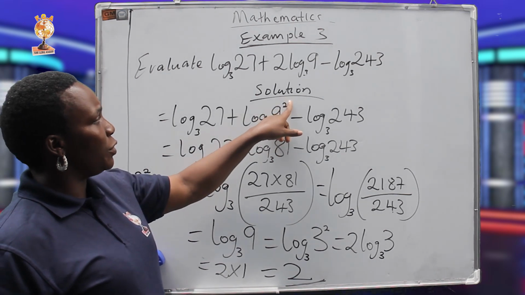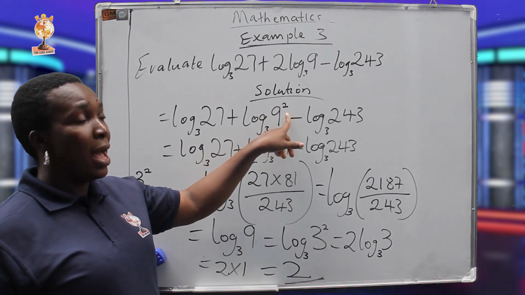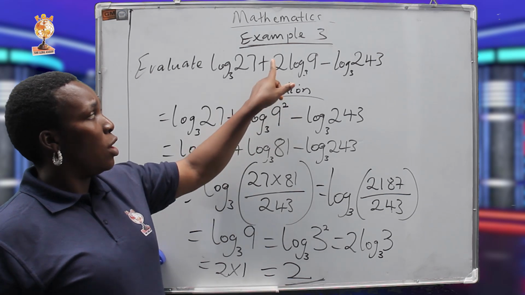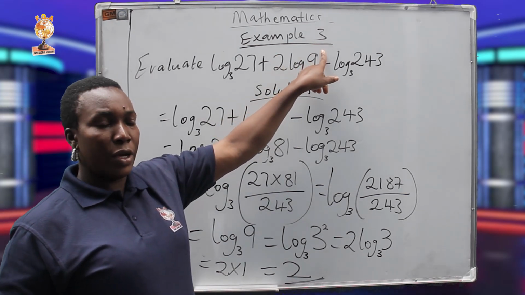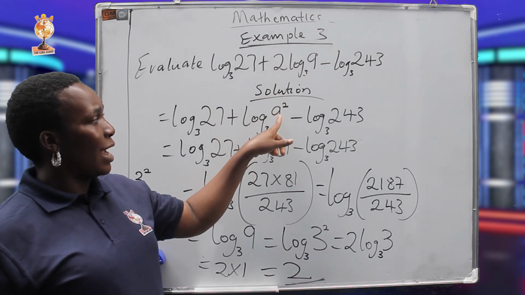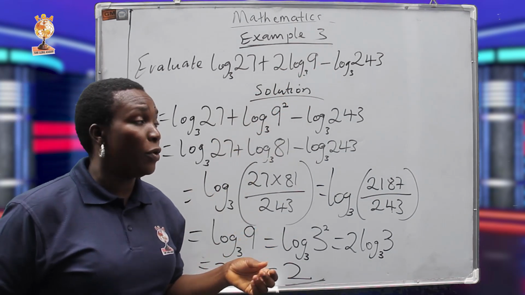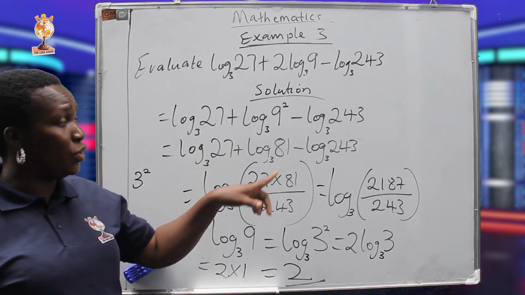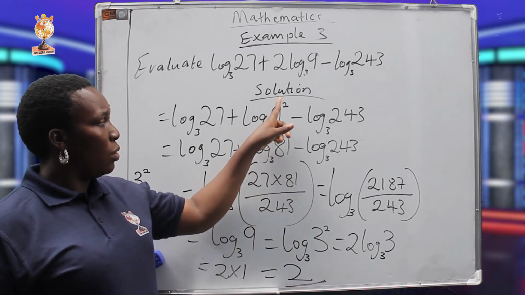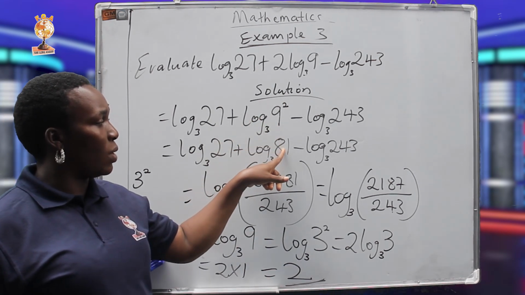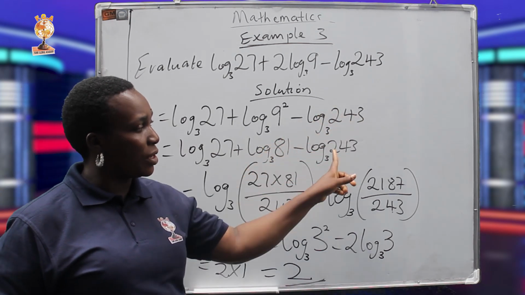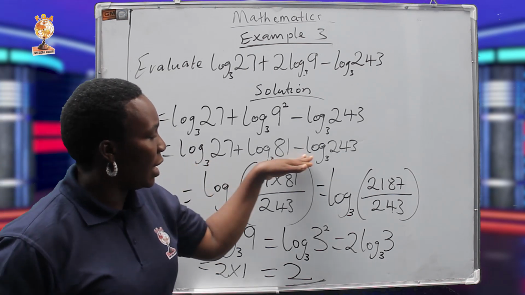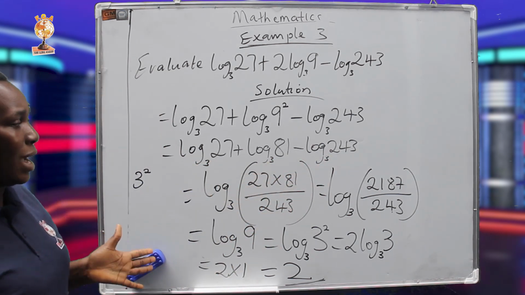Then this 9 raised to the power of 2, I believe we'll still remember how we got it. We carry these 2 at the back of the logarithm and put it here. Okay, so that's how we got this 9 raised to the power of 2. And 9 raised to the power of 2 means 9 times 9, which is what? 81. So this whole thing I've done to 81 log 81 base 3. And we have this log 243 base 3.